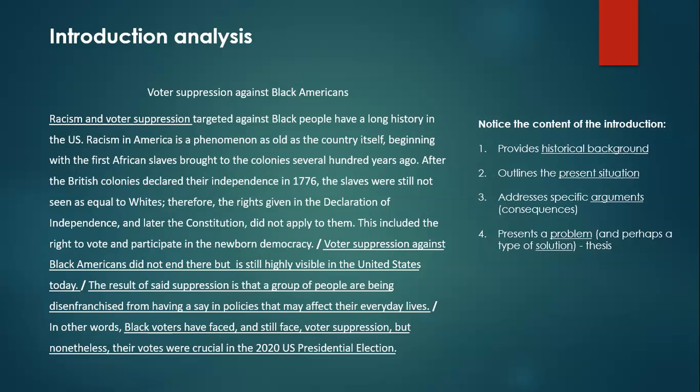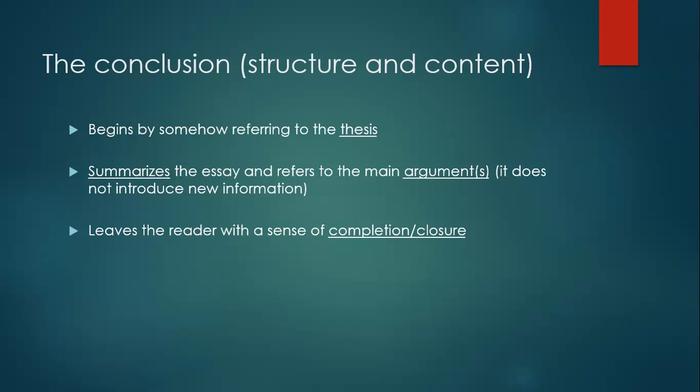First, in the first few lines of the introduction, the writer provides historical background. And then, beginning with voter suppression against Black Americans, she outlines the present situation, but also continues with the specific arguments or the consequences. And finally, she presents a problem, a specific problem, and perhaps also addresses a type of solution in her thesis. And finally, the conclusion, structure and content, begins by somehow referring to the thesis.